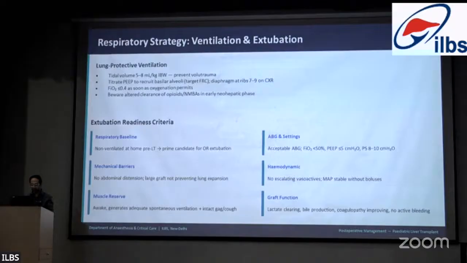Hemodynamics should be stable, with no escalating vasoactive requirements and MAP stable without the need for boluses, and there should be adequate graft function. That means the lactate should be decreasing, the graft should produce bile, coagulopathy is improving, and no active bleeding. If the patient satisfies all these criteria, we should go ahead with extubation. If not, ventilation should be continued with a lung protective strategy, and a daily weaning trial should be given.